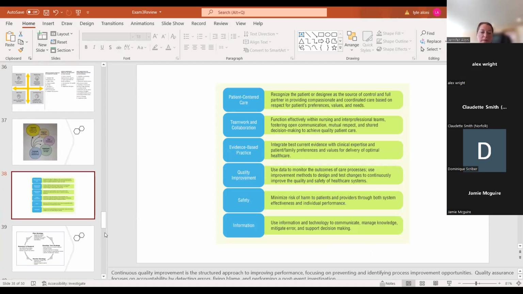Okay, now we look at quality improvement. And we talked about that in my class a little bit. Quality improvement is going to be improving performance, focusing on preventing, identifying opportunities. Quality assurance focuses on accountability by detecting errors.